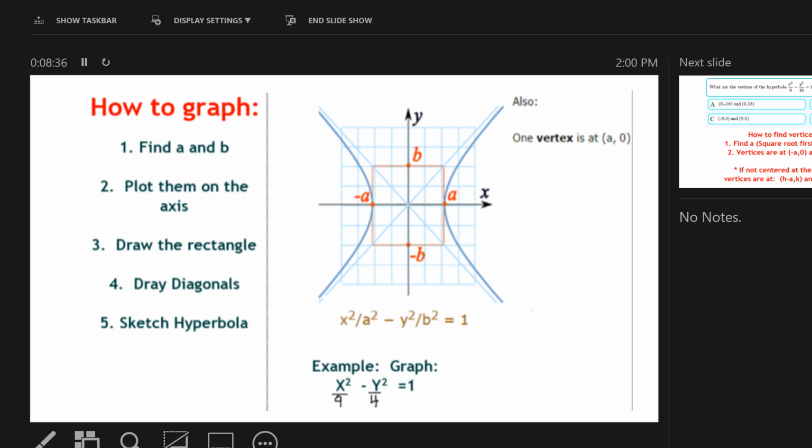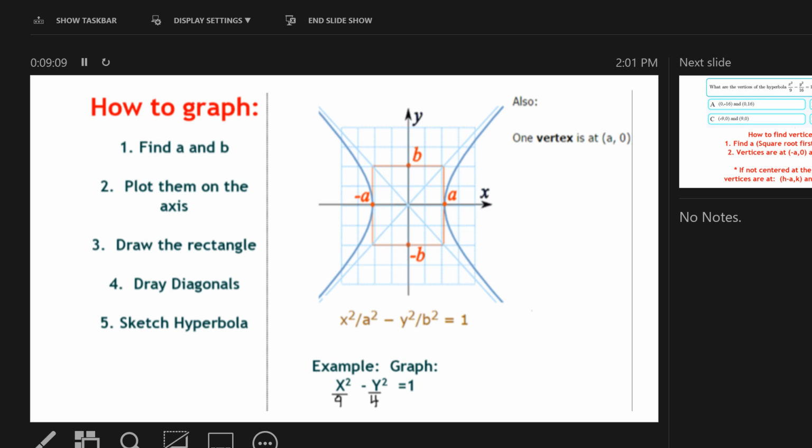Then on the axis of symmetry, that's where the vertex falls, right on the edge of our rectangle, right here at the center minus a, the center plus a. That's our vertex. So now we've got the diagonals and we've got the vertex. You come close to the diagonal, then you start to hook around toward the vertex, and then you go back down toward the diagonal again. Do the same thing on the other side. It's very fast, very quick, very easy to graph a hyperbola.